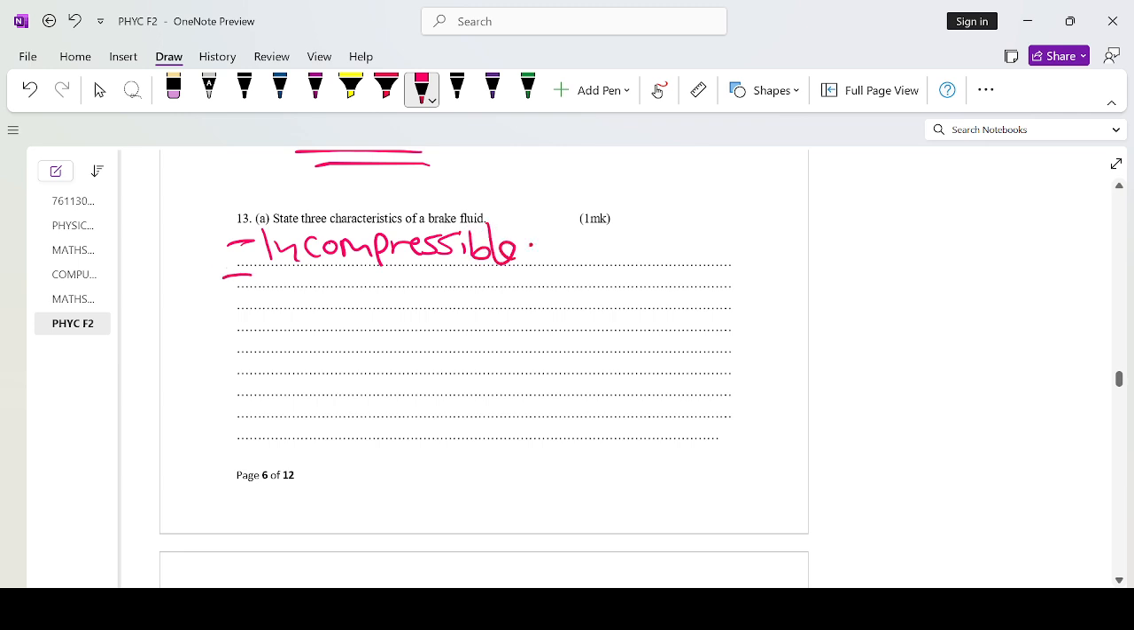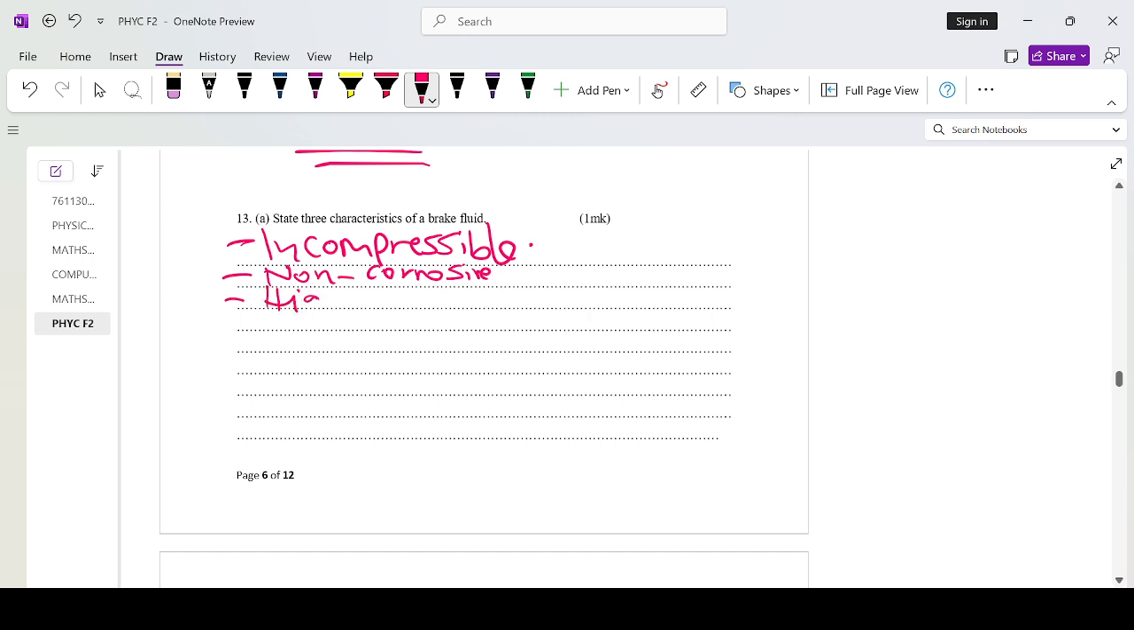Should be incompressible. Number 2, should not corrode the parts of the braking system. That means it should be non-corrosive, because if it is corrosive, then it will corrode some parts. Non-corrosive. Should have a high boiling point.